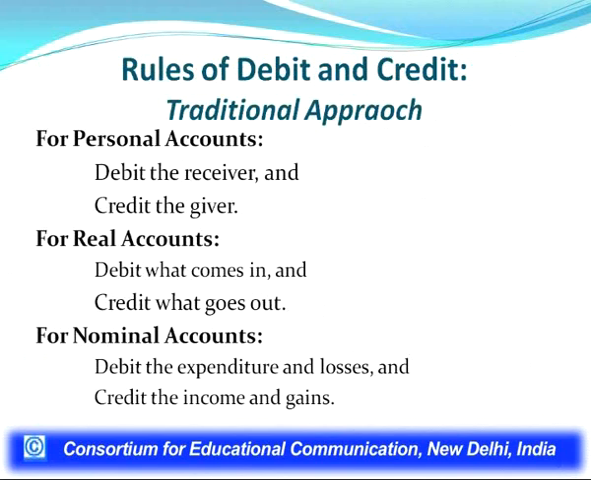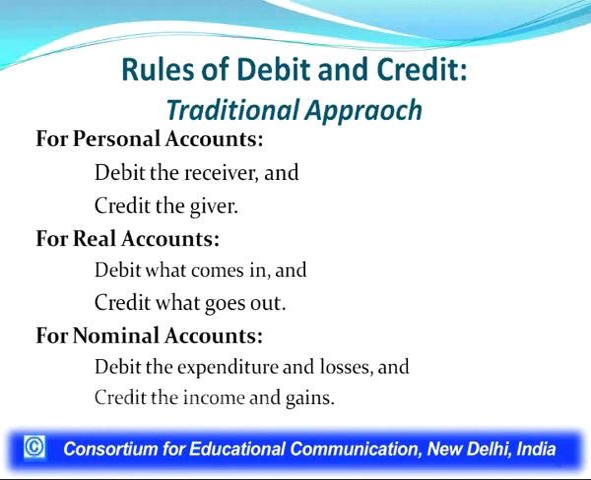In the last class, we explained this traditional approach, or some people call it the British approach. In this category, the rules of debit and credit are explained on the basis of the nature of accounts, that is personal, real or nominal. For personal accounts, a person will be either receiver or giver. So, debit the receiver and credit the giver; these rules are to be applied. If a person is the receiver, then we shall debit his account. If a person or a firm is the giver, then we shall credit its account.